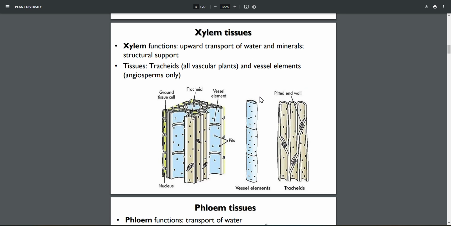Both of these are made of dead cells and they are hollow, to have less resistance when it comes to transporting water. I hope you know how the water is pulled up. The force is called transpiration pull, where the water is evaporated from the leaves and then there's a pulling force on the water because of capillary action and pressure difference.